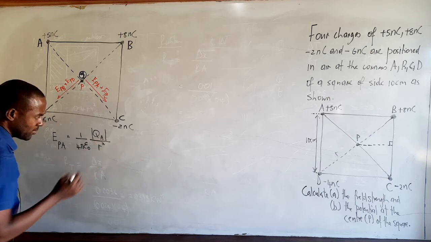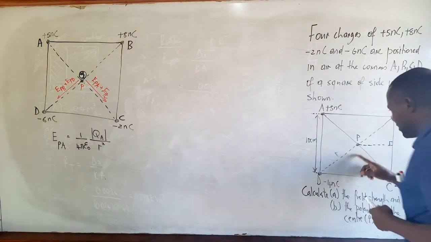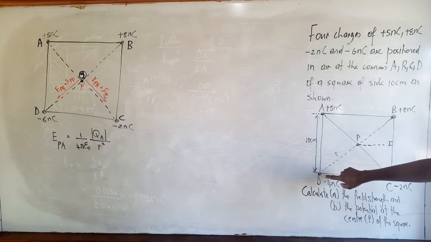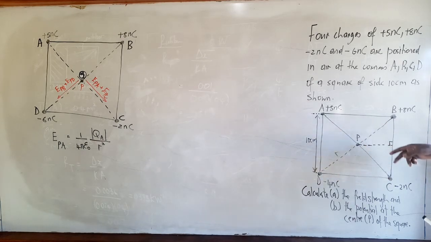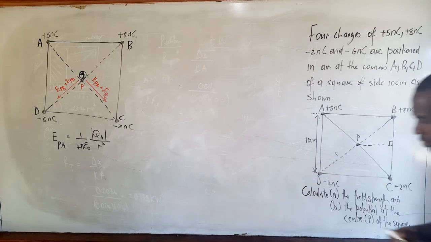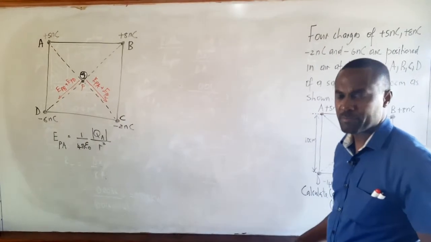Now if you look at the diagram, they ask us to find the field strength at the center. The center P is at a distance r from the vertex D. But this is a square, so the distance from the center to any vertex will be the same and equivalent to r. So what we need to do now is find the value of r, or as this formula suggests, the value of r squared.